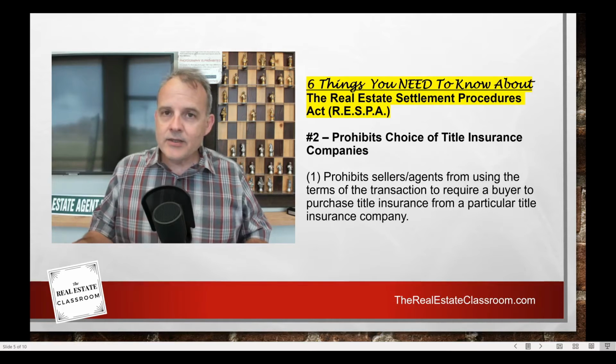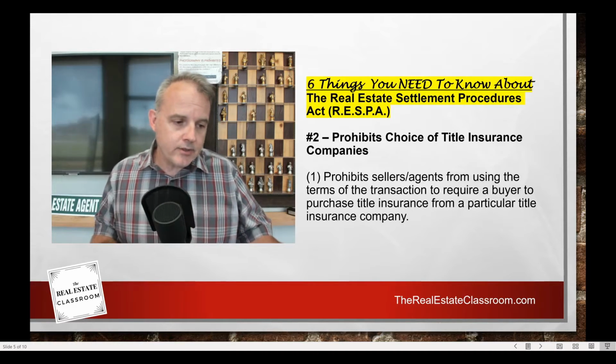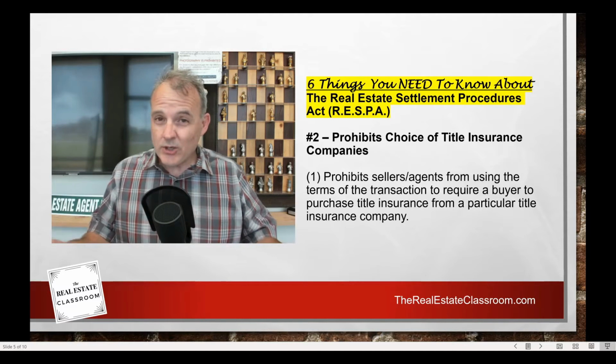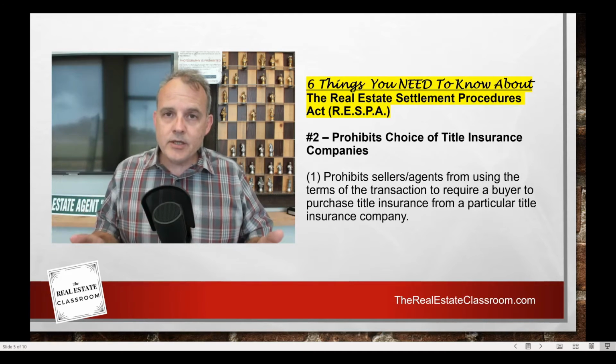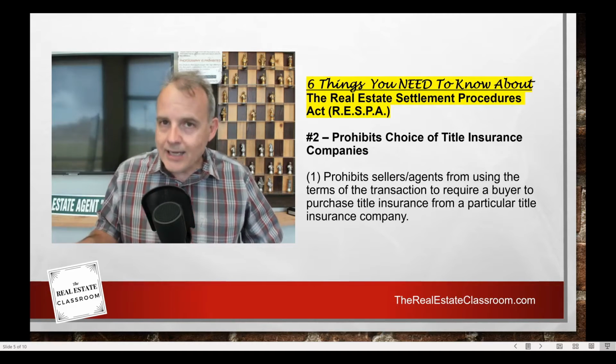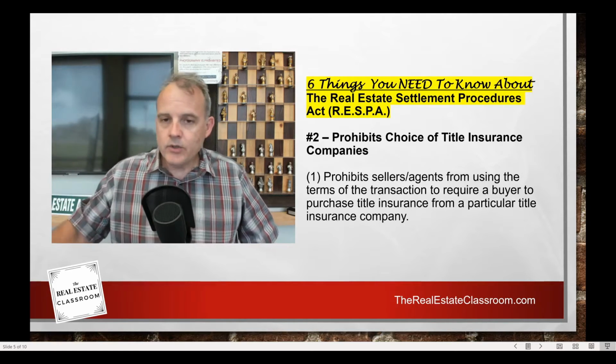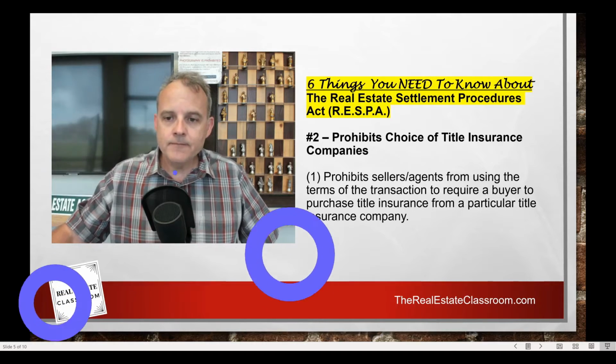I'm not going to get into the difference between an escrow closing company and a title insurance company, because there is a difference. But what you need to know for the licensing exam is that it prohibits sellers and agents from requiring the buyer to purchase title insurance from a specific insurance company. So just keep that in mind. You'll learn more about that as you get into the industry.